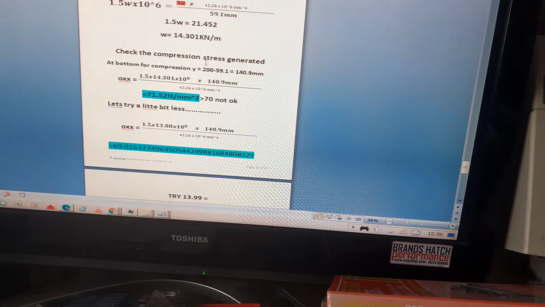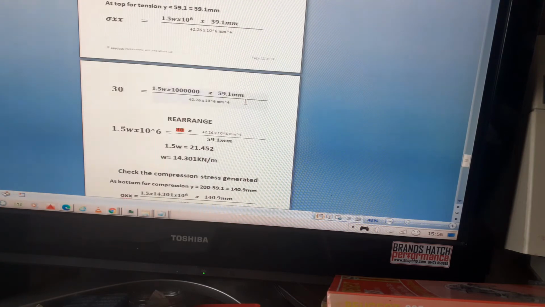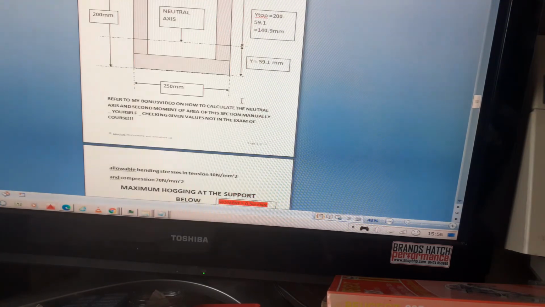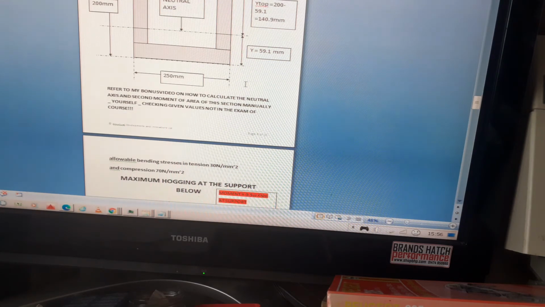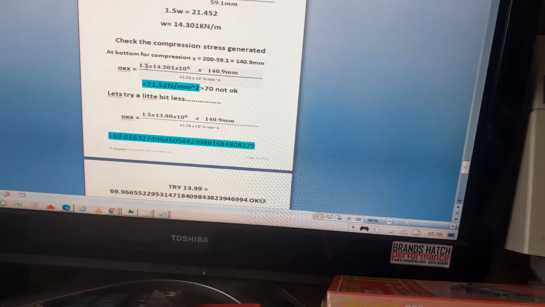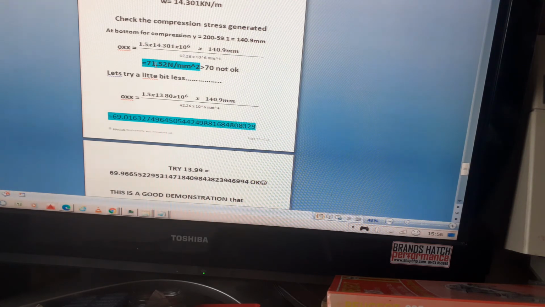The y distance for the compression is now 140.9, because it's from the neutral axis to the top. So then sigma xx equals 1.5 times 14.3, because W we found for tension is 14.3, times 140.9 divided by 42.26. That gives us 71.52.